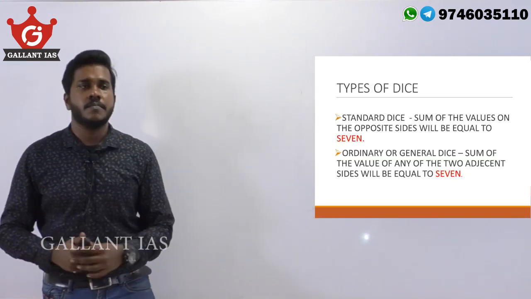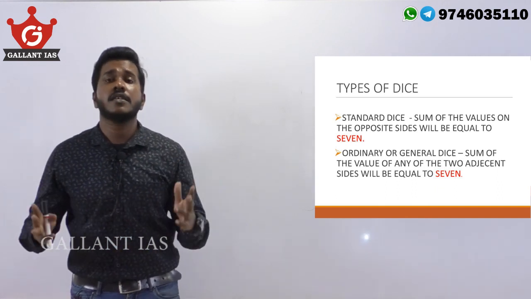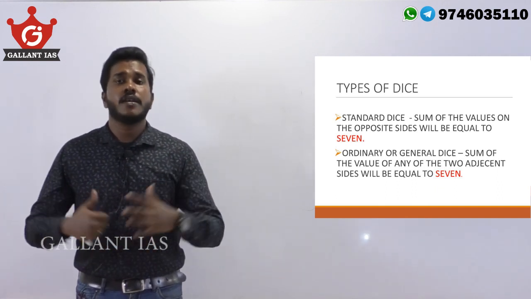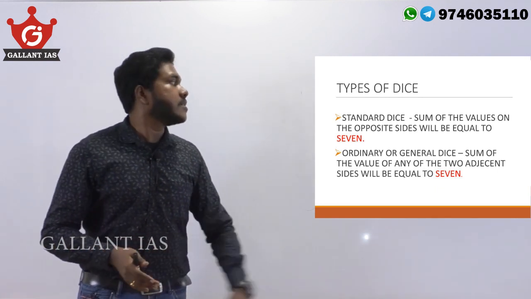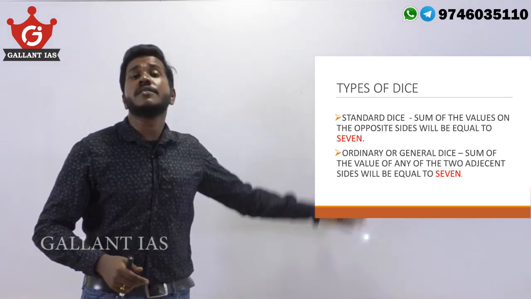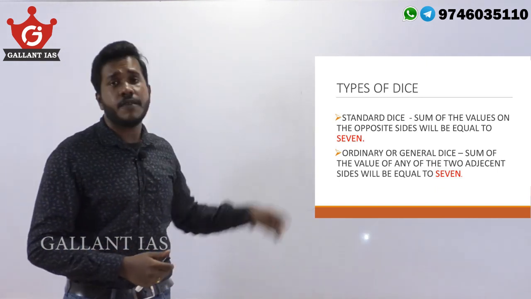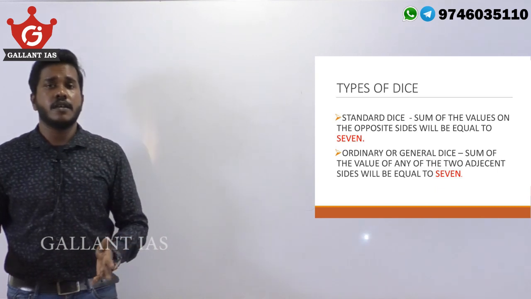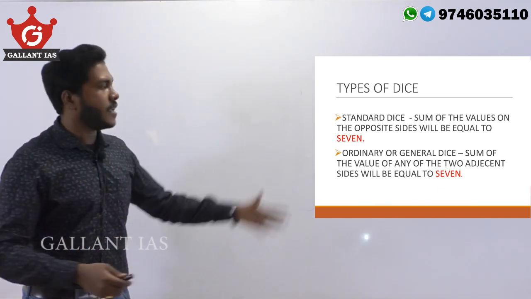Types of dices. According to the values given to the faces of the dice, we can classify the dice into two sets. The first is the standard dice and the second is an ordinary dice. It's very important in CSAT. These two concepts are very important for doing problems based on dices. So, listen carefully.